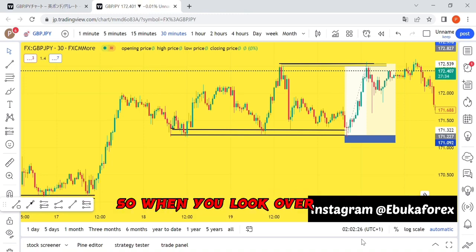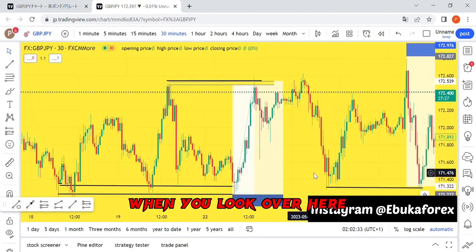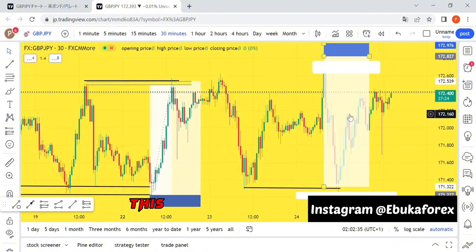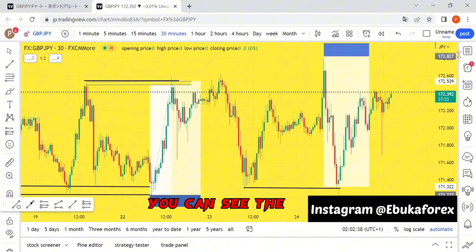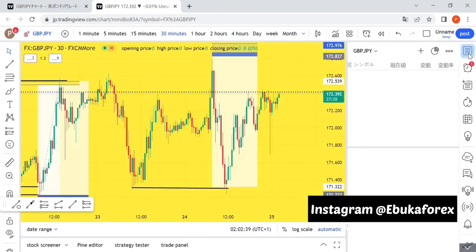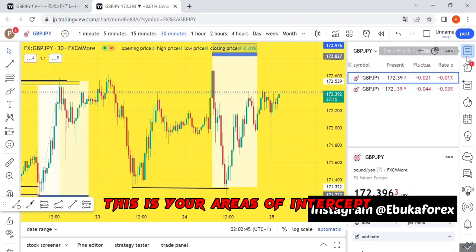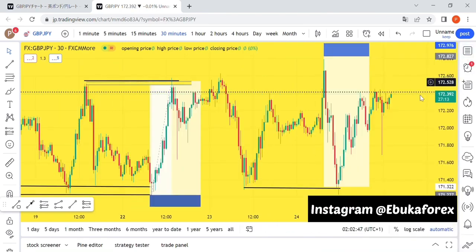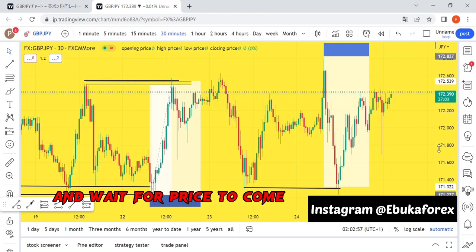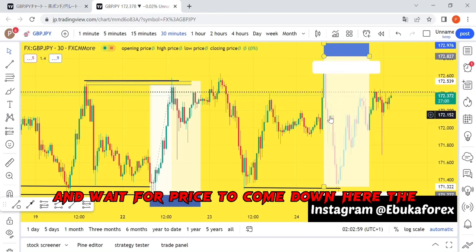So when you look over here, you'll see what happened here. Let me zoom in a bit. This is a random Q zone, and you can see the time, 8:30 a.m. So you already know that this is your area of interest, which is a liquidity zone. So what you have to do is mark out this area and wait for price to come down here the next day.